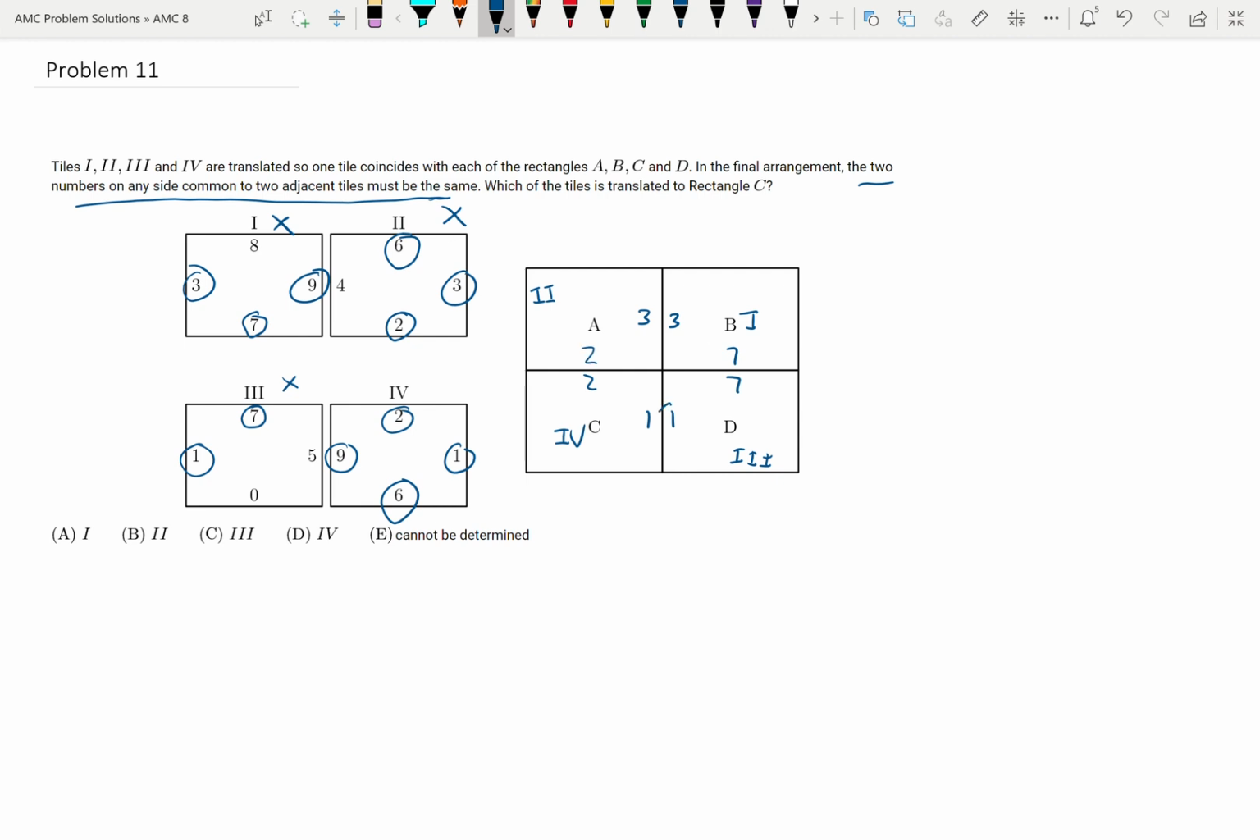So notice that all of these numbers match. And we don't care about the numbers here because they're not adjacent to another tile. So therefore, tile 4 would work in rectangle C. So the answer is tile 4, choice D.